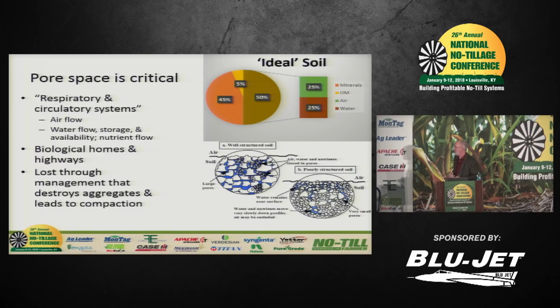The pore spaces in our soil have been referred to as the respiratory and circulatory system of the soil, because they contribute to airflow, which is important for organisms because these are aerobic, oxygen-needing organisms. And they contribute to water flow, water storage, and in conjunction with that, movement of nutrients in that water that moves. And they are biological homes and highways for our community that's giving us all of these functions that are important that we lost when converting from natural systems.